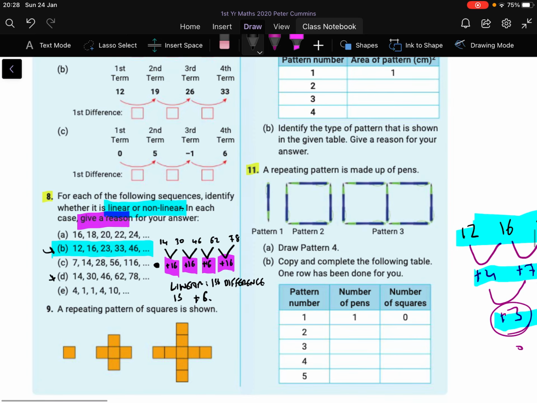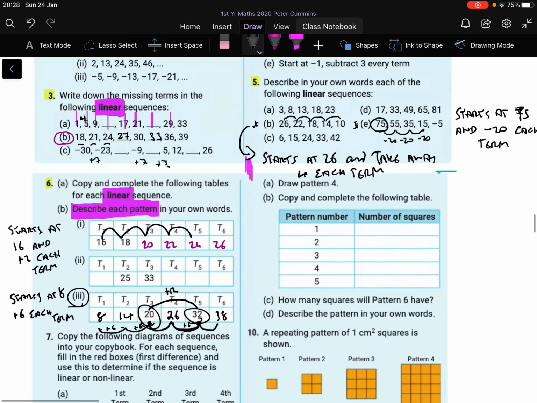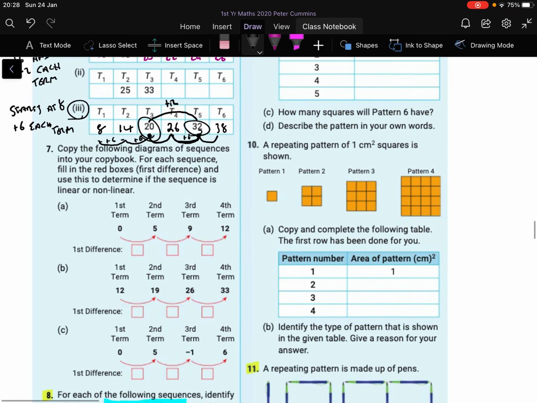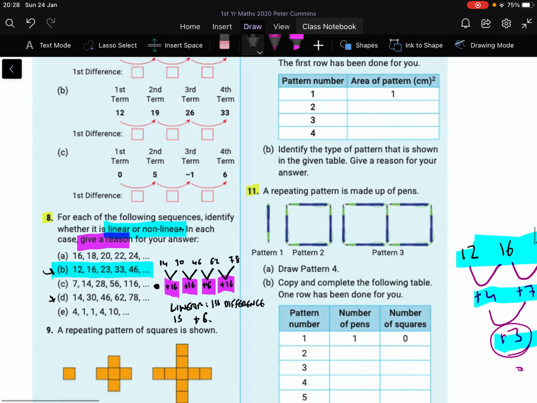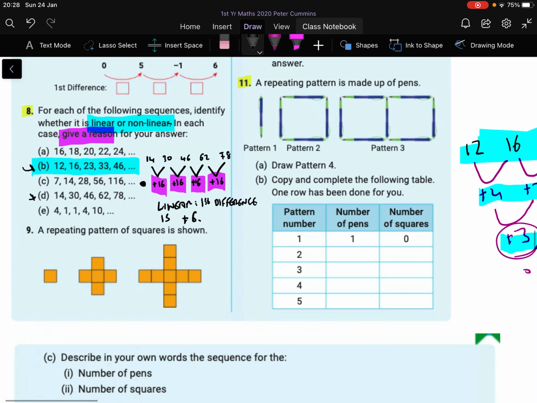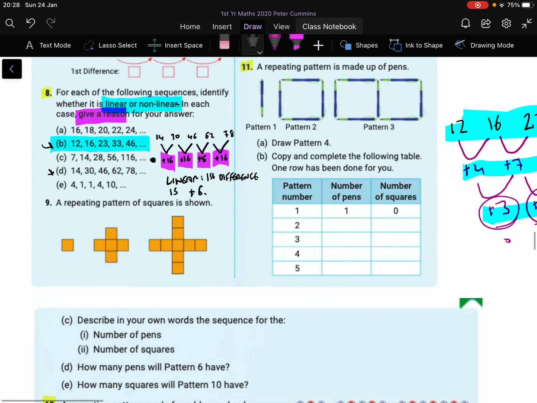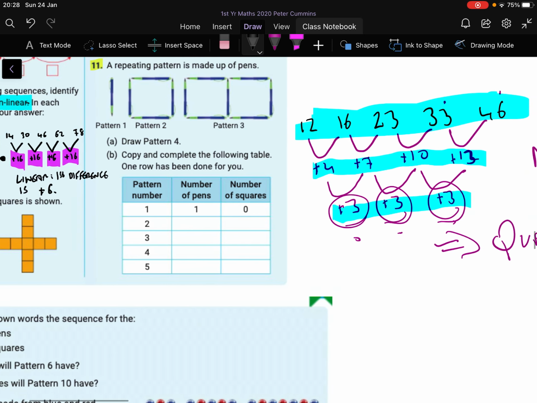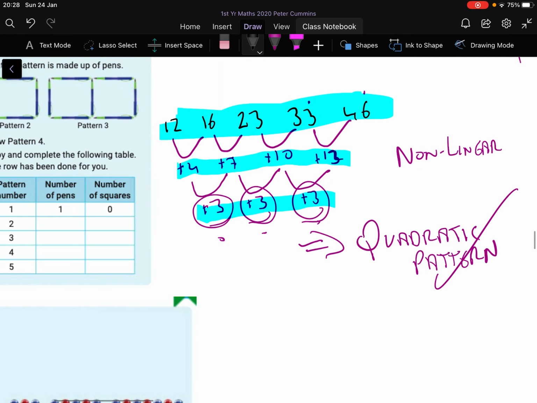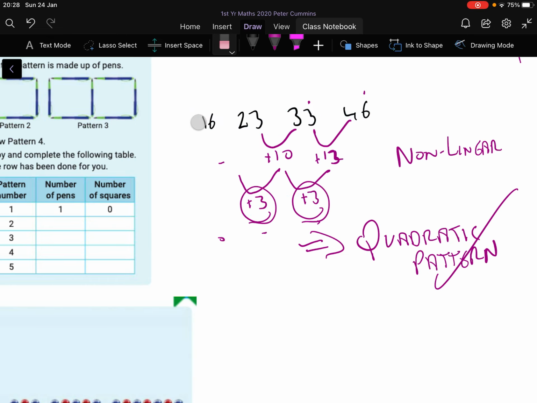Okay, after question 8, I gave you question, what's the last one? After 8? Question 11. So question 11 was here. Question 11 was a nice question actually. And it goes down to the next page as well. So we just have a look here at question 11. Question 11 says draw pattern 4. Okay, so they want you to draw pattern 4. I'm just going to get rid of this from last week so I can draw pattern 4 for you.